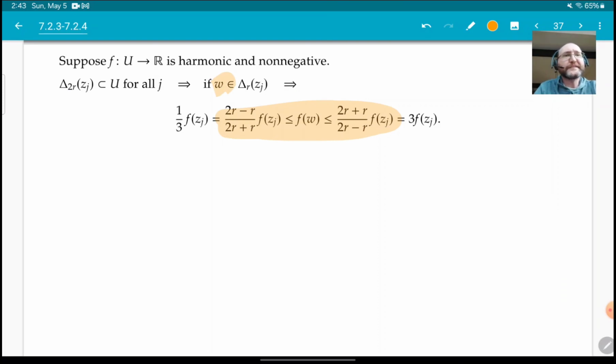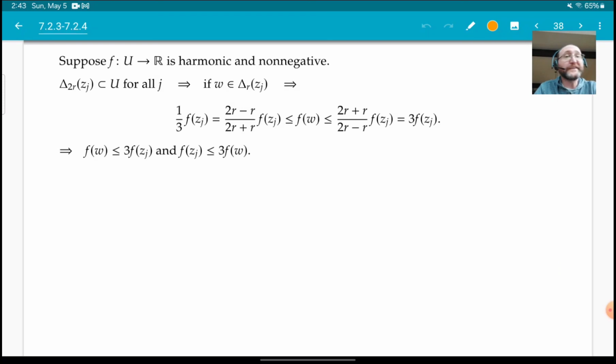What we get is, if we look at this constant out here, r just cancels and I get 1/3, and over here I get 3, right? So I have 1/3 times f of z_j is less than or equal to f of w is less than or equal to 3 f of z_j, for any w in this disk. Actually, in the closed disk too, but we're only going to need it in the disk.